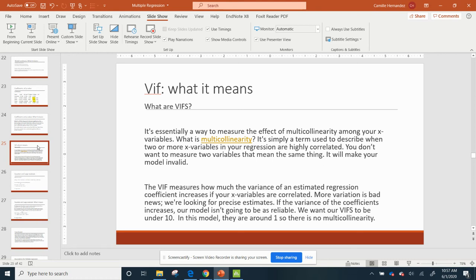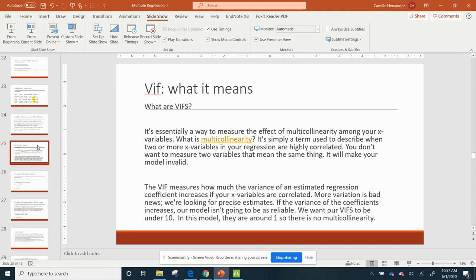When you do a model, you need to make sure each variable is not correlated to another variable. And this is how you catch it with these VIFs. So again, you've got to be careful when you're looking at stuff like that. VIFs measure how much of the variance of the estimated regression coefficient increases if your X variables are correlated. More variation is bad news. We're looking for precise estimates. If the variance of the coefficient increases, our model's not going to be reliable.